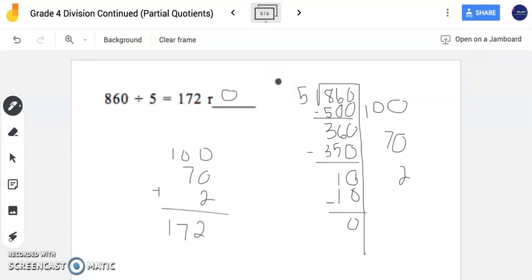Now, if you chose to use multiplication, if you did 172 times 5, you would find that you land at 860, which is going to also prove that you have no remainder.